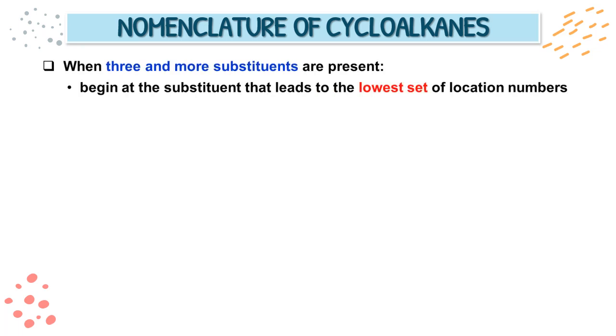How about when we have three or more substituents present? For three or more substituents, begin at the substituent that leads to the lowest set of location numbers. We don't choose by alphabetical order, but instead we try to find the lowest combination of numbers. If you have two substituents that are different, you choose by alphabetical order. But if you have three or more, we choose the lowest possible combination.